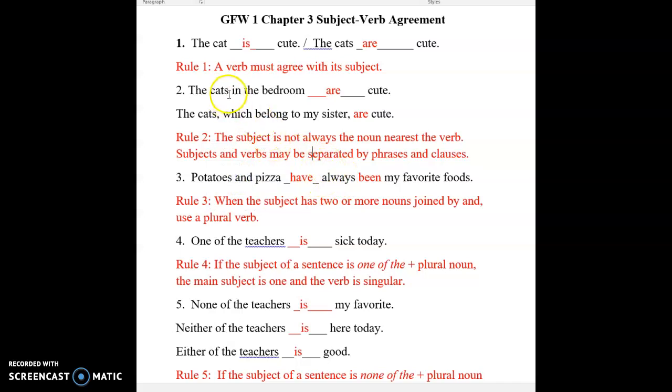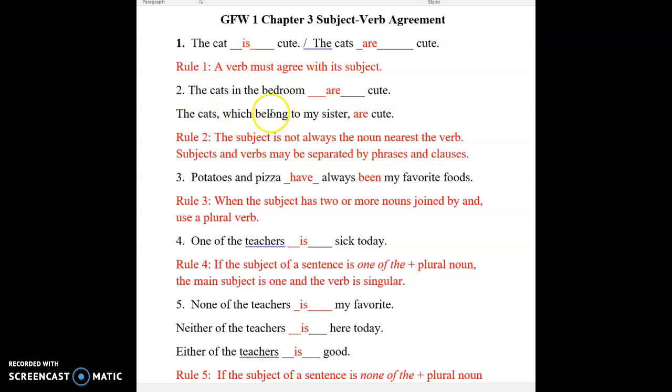Okay, notice here, here's my subject, the cats in the bedroom. That's a phrase that's telling me where they are. But my verb is all the way over here, are cute. Okay? And then here, the cats, which belong to my sister, this is an adjective clause giving me background information. So I have to make sure that this verb here is agreeing with my actual subject.